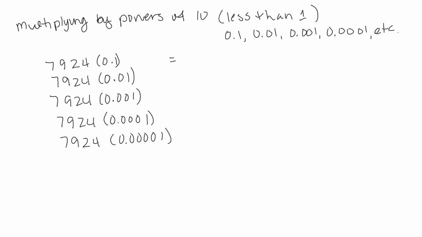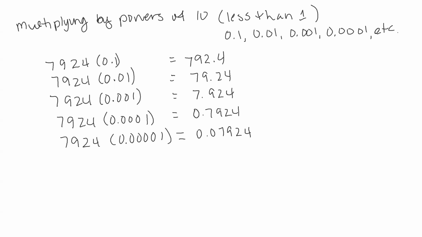So if I multiply by 0.1, I get 792.4. 0.01, I get 79.24. 0.001, I get 7.924. 0.0001, I get 0.7924. 0.00001, I think I said that right, I get 0.07924. So what do we think is happening here?